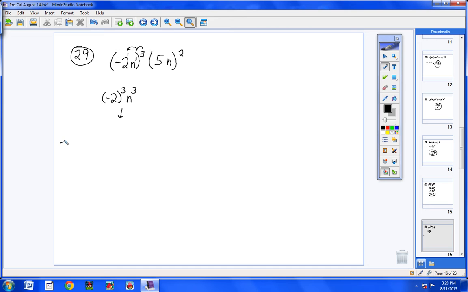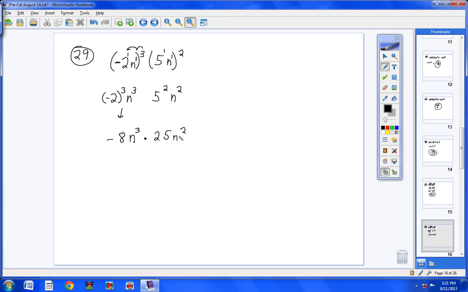The negative 2 is in parentheses, so that means negative 2 times negative 2 times negative 2. Negative 2 to the 3rd power is negative 2 times negative 2 times negative 2. If you have to use a calculator, that's fine, that's up to you. But you would get negative 8 n to the 3rd power, because negative 2 times negative 2 times negative 2 is negative 8. Now over here, the 5 has a power of 1, the n has a power of 1. We multiply the 2 through, and we're left with 5 squared n squared, which would then be 25 n squared. Okay? So now we're ready to go ahead and finish the problem.